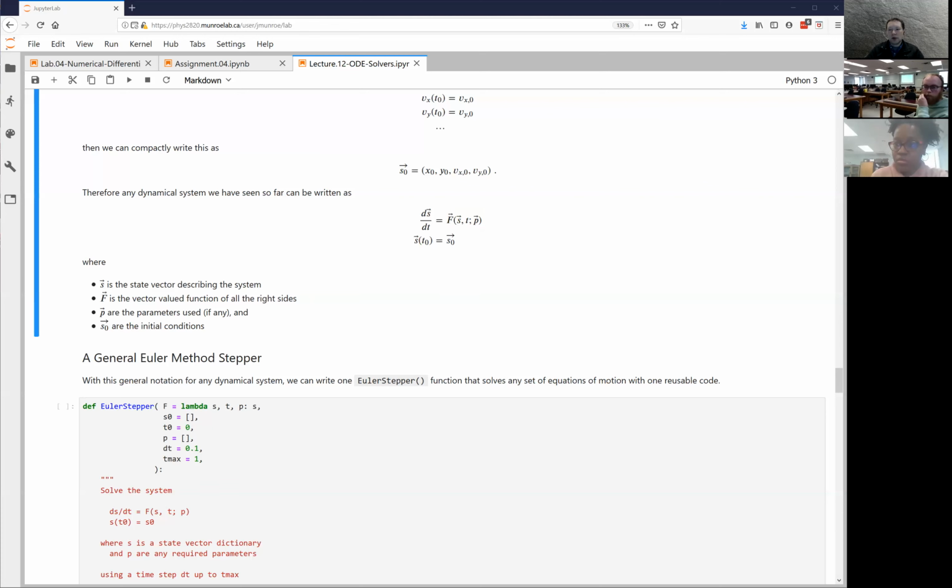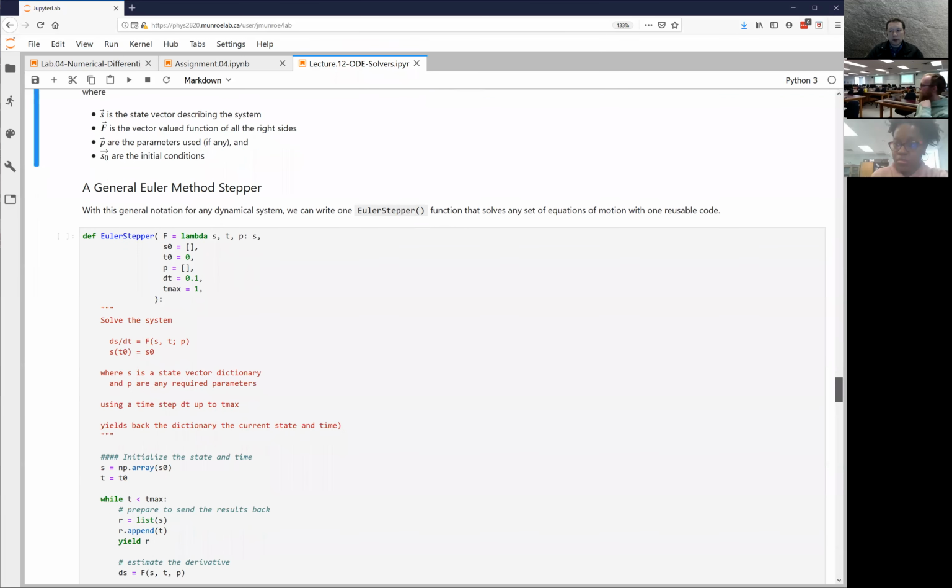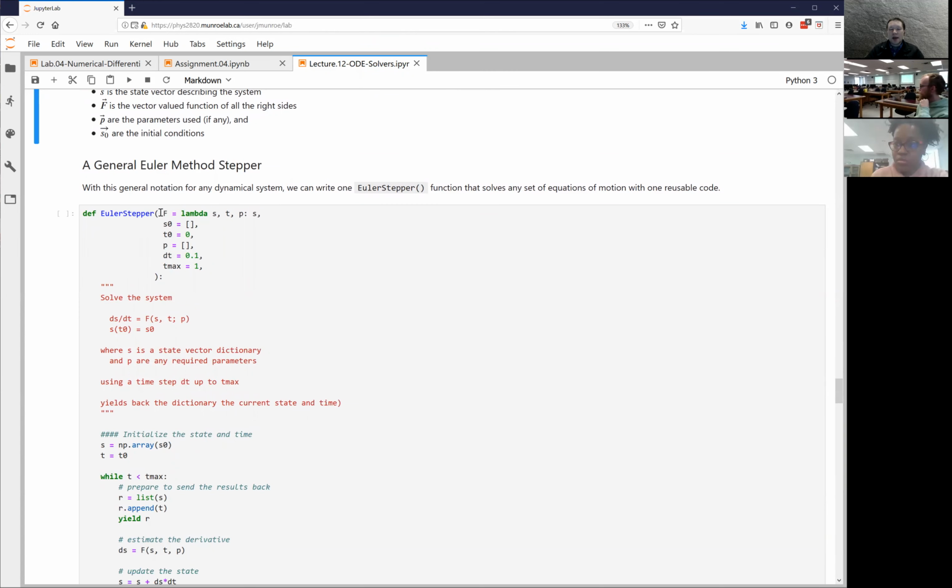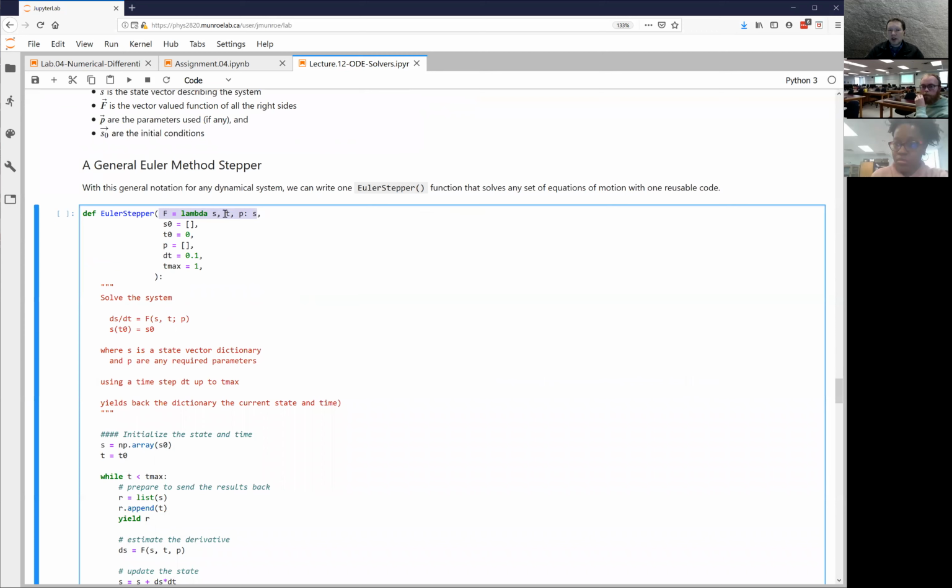The way we can do that is we can write a function that I'm going to call Euler stepper because it's a stepper code that takes in as arguments a function. Now I'm writing this in the comments as the default just to make it clear, but it's some function of S and T and P. What we're going to pass in as the first argument is a function, some function that's going to explain the state of the system. We're going to pass in a vector for the initial state, an initial time, a parameters vector, and then because we always need this idea of a time step and a max time, we'll pass those in as well. But this is completely general for any dynamical systems.